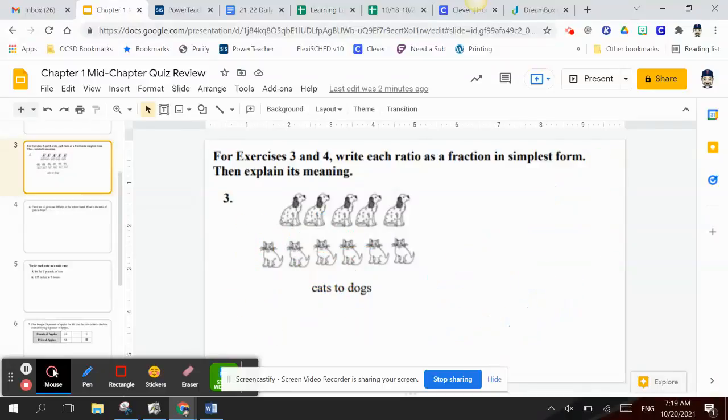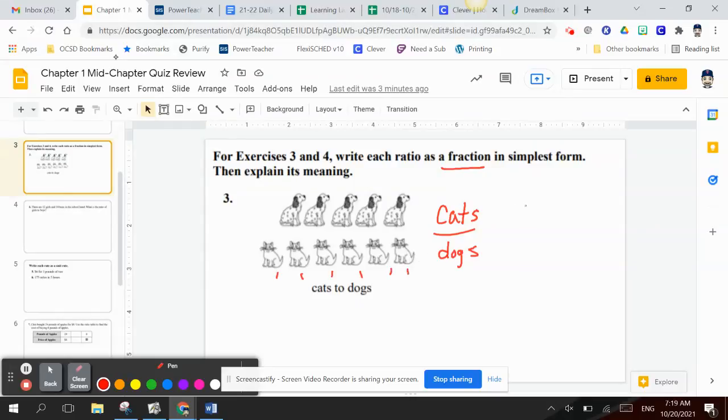Question number 3 and 4 is inviting you to write a ratio as a fraction in simplest form, then explain its meaning. So number 3, they want to know the ratio of cats to dogs. So cats to dogs, so I have cats over dogs, because I have to write it as a fraction. And there are 1, 2, 3, 4, 5, 6 cats. And there are 1, 2, 3, 4, 5 dogs. So that's my ratio in simplest form.